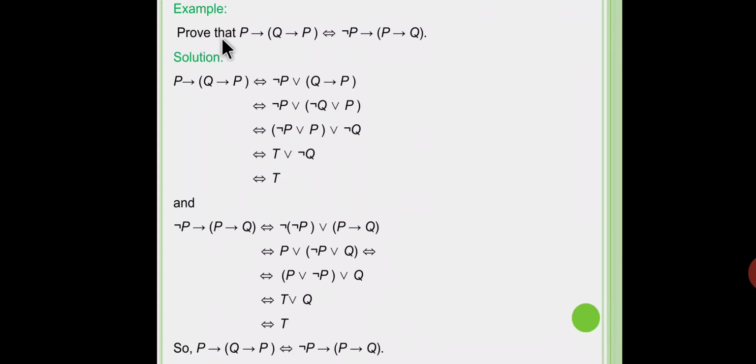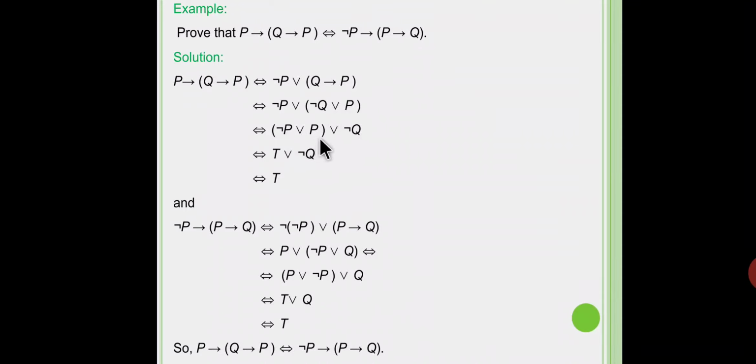Another one: prove that (P implication Q) implication P is equivalent to negation P implication Q. Let us consider the LHS part. We write this as negation (P implication Q) or P. In place of P implication Q we write negation P or Q, and so on; again we replace, and this is equivalent to negation Q or P. By applying the associative law, we write negation P or P or negation Q.